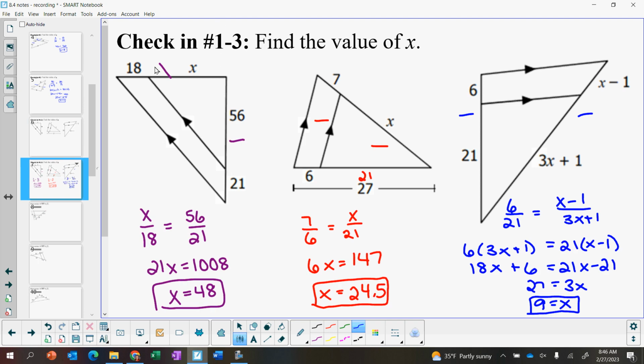All right, so I had x over 18 and 56 over 21. I got x is 48. I had 7 over 6 and x over 21. I got that by doing 27 minus 6. I get x is 24.5. And then 6 over 21 and x minus 1 over 3x plus 1. I had to distribute on both. And I get x is 9.